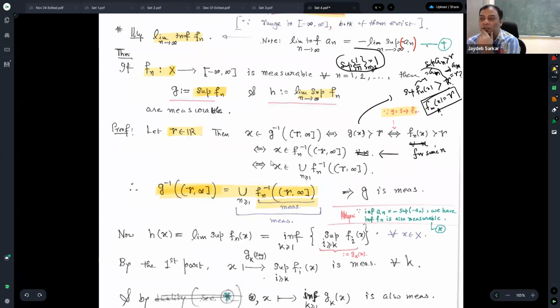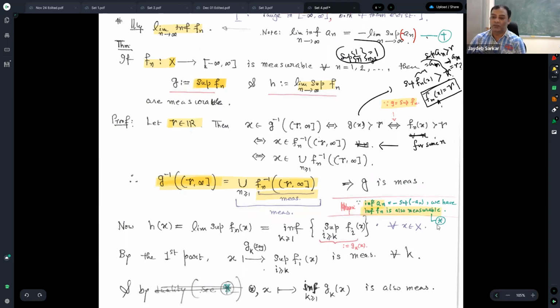Now from here, we can also infer that if the supremum of Fn is measurable, then the infimum of Fn is also measurable. It's the same argument, because the infimum of a sequence is going to be minus the sup of minus Fn. Hence you can consider the infimum of Fn as minus the sup of minus Fn, and that tells you the infimum is also measurable. So this is the statement: infimum is also measurable.